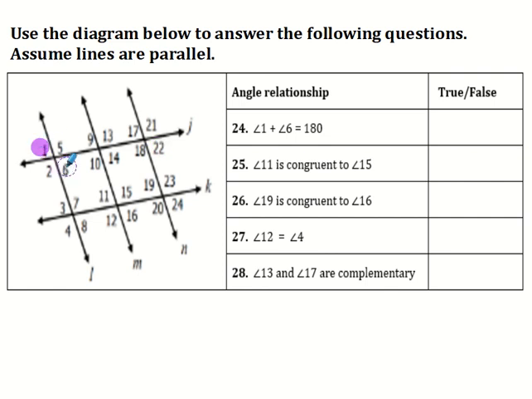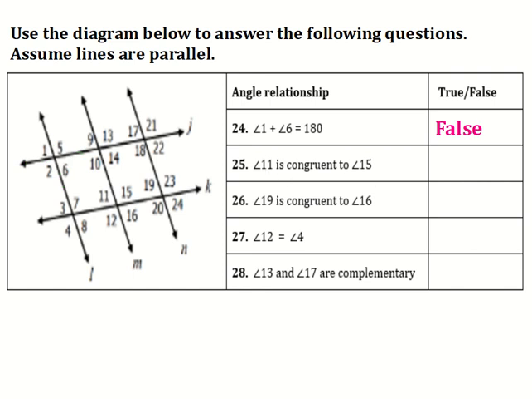Let's look at angles 1 and 6. Well, if I'm looking at angles 1 and 6, they are sitting across from each other on this intersection right here. So these would make it vertical angles. Vertical angles are congruent. They are not supplementary. So that would make this statement false.